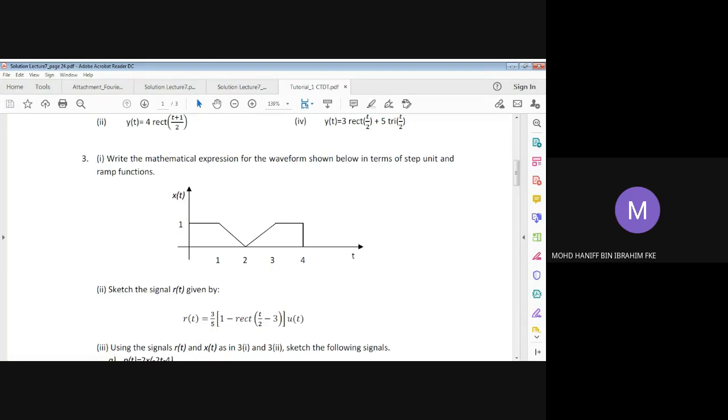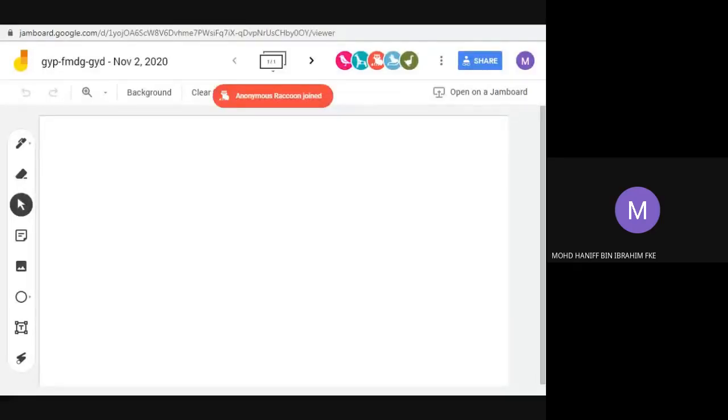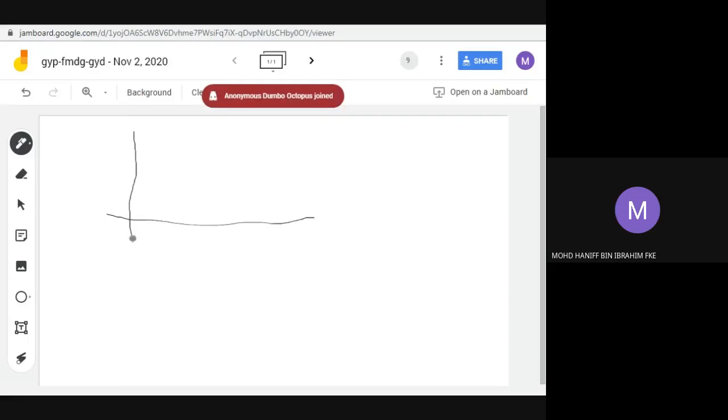Sorry, can you view the Jamboard here from my PC? Can you view the whiteboard from my PC? Let me try again. No, no, we can. Okay, let me see. Can you view this whiteboard? Yes. Okay, so let's have a look at this problem. Sorry, I'm using my bare hand to sketch this. Is it clearly shown here?